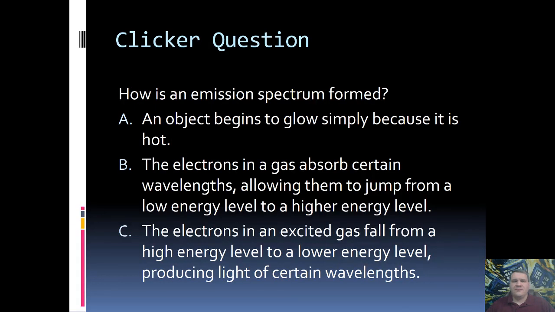In this way, we're able to determine the composition of a star or cloud or something like that. All right, here is our third clicker question. How is an emission spectrum formed? A, an object begins to glow simply because it is hot. B, the electrons in a gas absorb certain wavelengths, allowing them to jump from a low energy level to a higher energy level. Or C, the electrons in an excited gas fall from a high energy level to a lower energy level, producing light of certain wavelengths. Go ahead and think about it, and we'll discuss in just a bit.